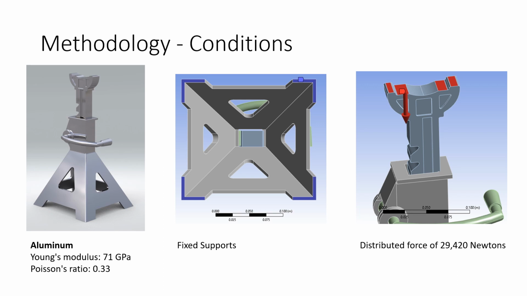Since the jackstand is rated for a 3-ton or 29,420 Newton force, this is the magnitude at which it was primarily tested. Since the typical car weighs only between 3,000 to 4,000 pounds, and a single jackstand will never be used to support the entire weight, the probability of overloading is highly unlikely under normal use.